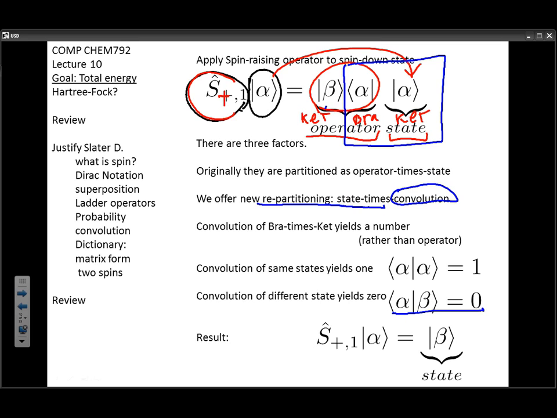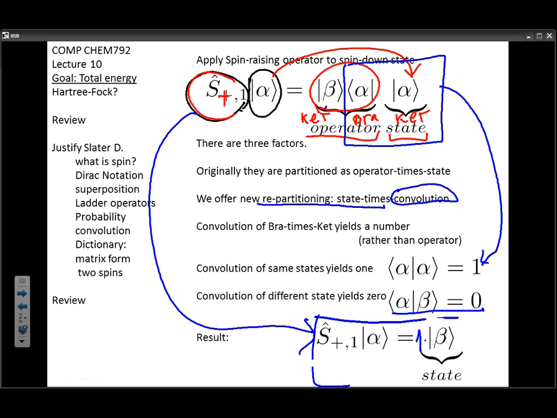So we are looking here. Bra alpha times ket alpha gives 1. Therefore, the whole expression is equal to 1, just a number, times the beta state. And we have the definition of this ladder operator. So by applying this object to this vector, we are getting another vector. So we are flipping the spin. It is a mathematical tool that helps to flip the spin.